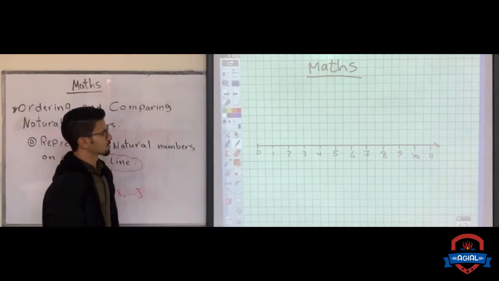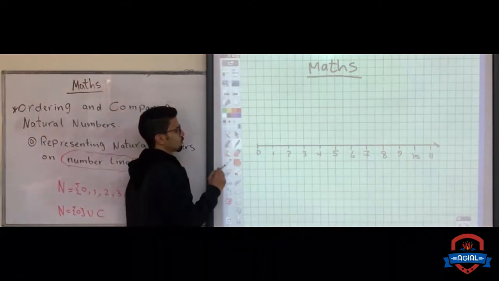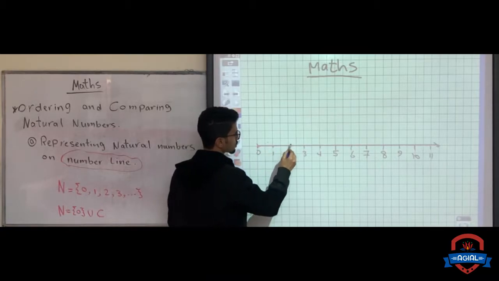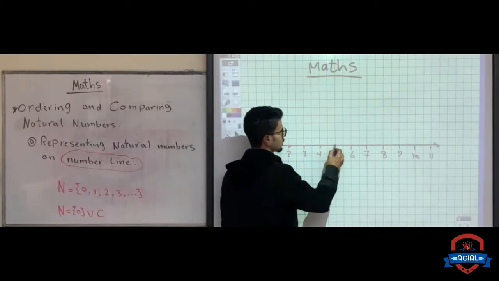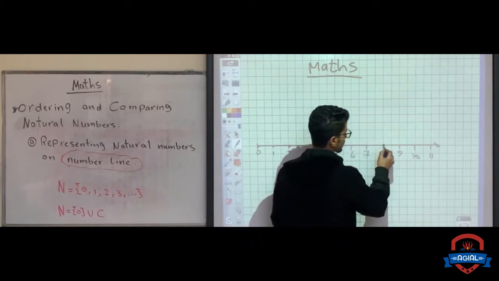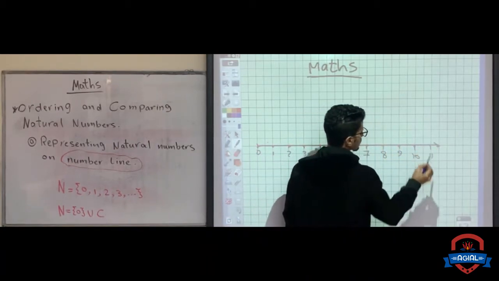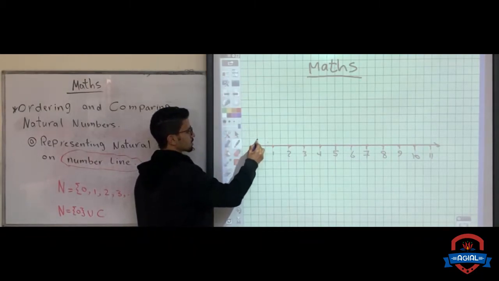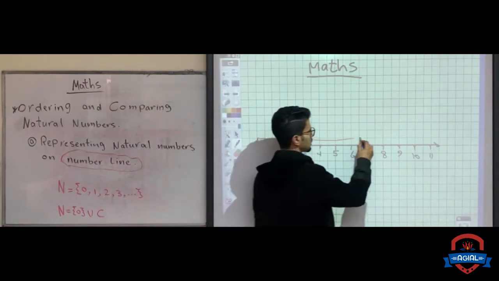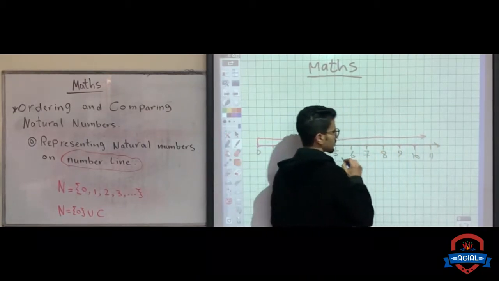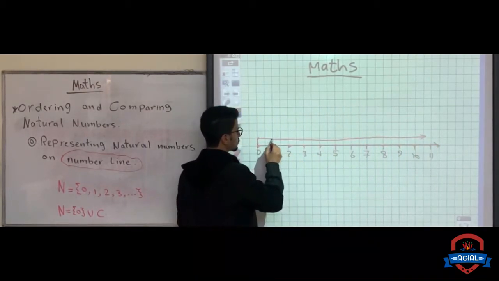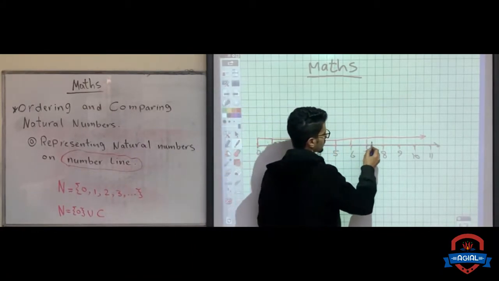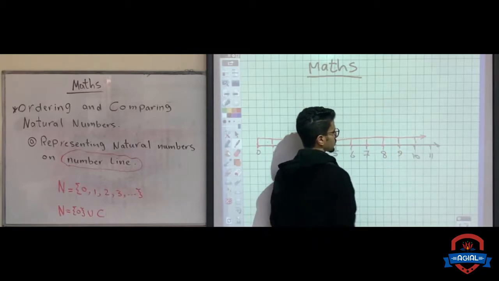So to represent the natural numbers, we have to put a point on the elements inside the set of natural numbers. So all of these elements are inside the set of natural numbers. We can say these numbers are included in the set of natural numbers, and we draw this arrow to represent that we have infinite elements.